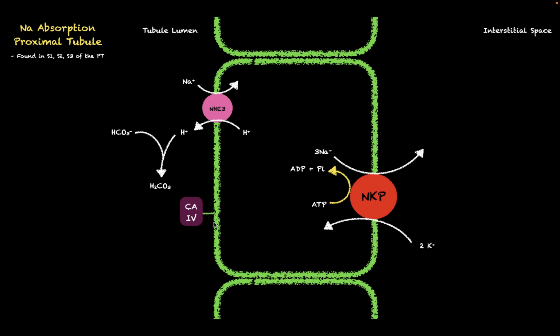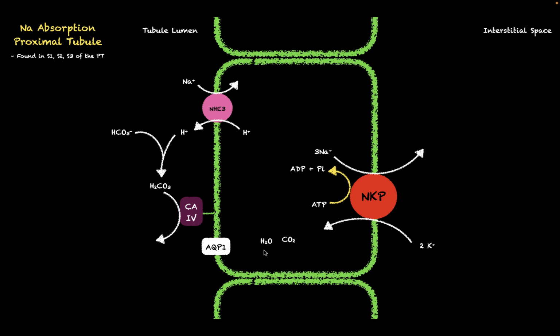So what this enzyme does is it basically catalyzes the conversion of carbonic acid into water and carbon dioxide. Now, in order to get the water into the cell, water is going to move through aquaporin 1. So it moves through aquaporin 1 to go into the cell. Now, carbon dioxide can get into the cell via two mechanisms. The first mechanism is through passive transport by diffusing through the cell membrane, and the second way is that it can move through aquaporin 1.